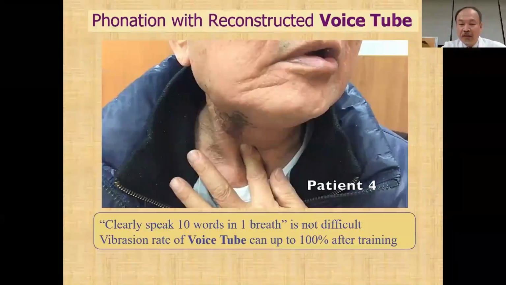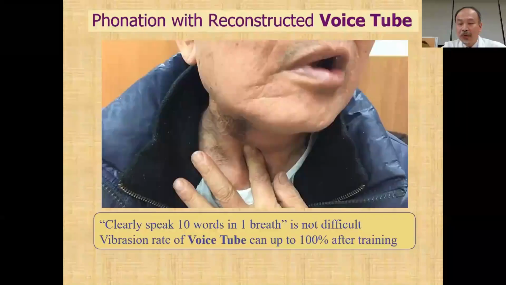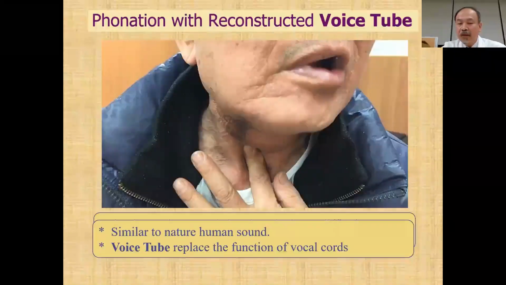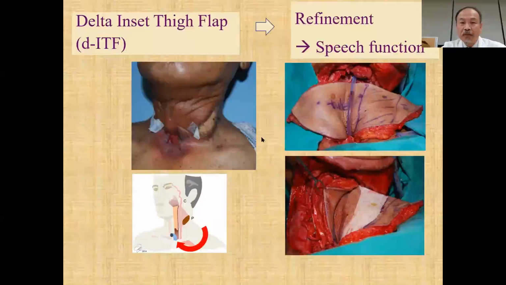The patient can speak clearly, more than 10 words in 1 breath. It's not difficult. And the vibration rate of the voice tube can go up to 100% after training. And this sound is similar to a natural human sound. The voice tube replaces the function of the vocal cord. And we just modify our previous delta inside flap. Once the vessels, we don't need to protect them, then we can use the extra flap to generate a voice tube.